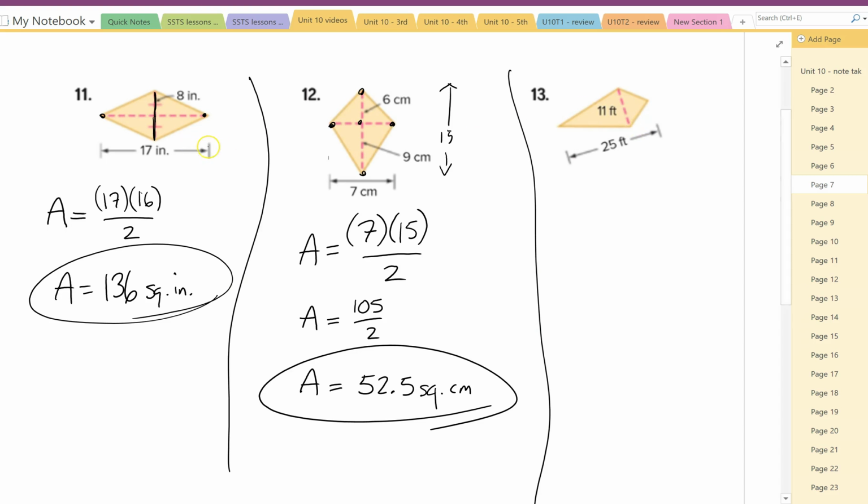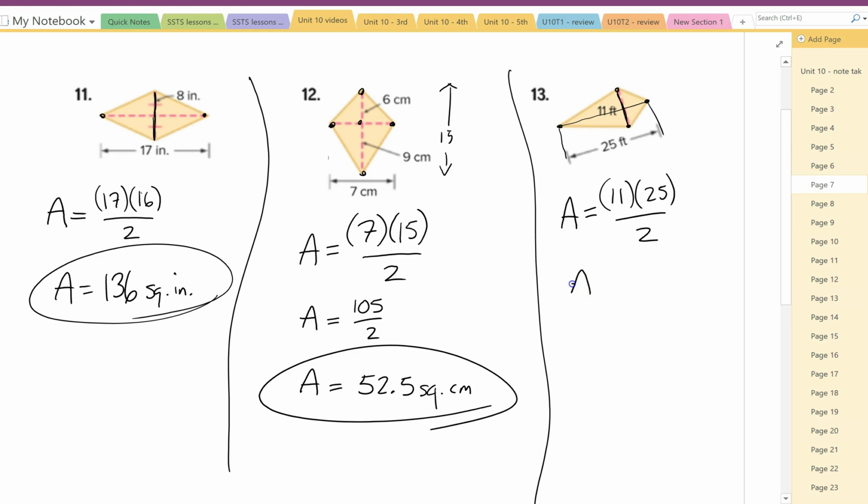Last one. And the reason I did these three is because they all kind of give us the same information. It just looks a little bit different on each of them. It's telling me that this diagonal right here, the shorter diagonal, is 11 feet. So I'm going to plug that in. I know one of my diagonals is 11. Then this other one, basically the length from here to here, right? Because it lines up with this thing telling me that that's 25 feet. My other diagonal is 25. Still dividing it by 2 once I've done that.